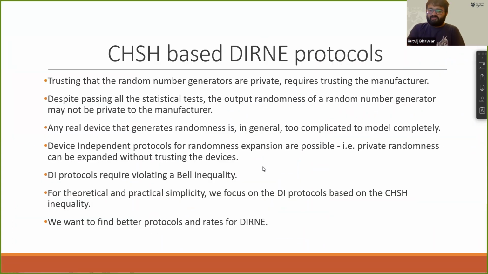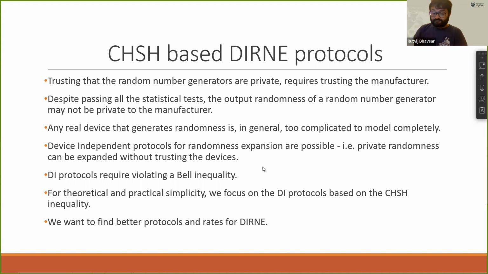So random numbers, as we all know, have a variety of uses for practical applications. However, it's often desired that these random numbers are private, that is, they are random to any party that tries to predict them. Now, obtaining such random numbers requires trusting the devices that produce them, which is a major assumption. So for example, your manufacturer may be untrustworthy and may have tampered with your device, or you may have a faulty device to start with. Thus, we need device-independent protocols.